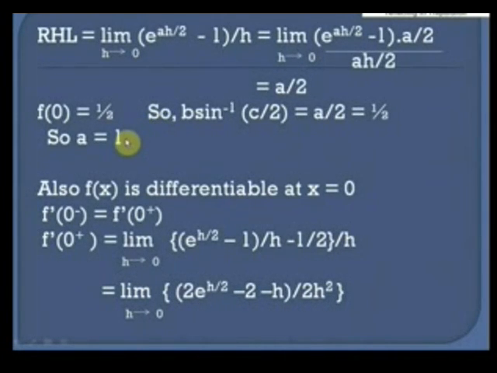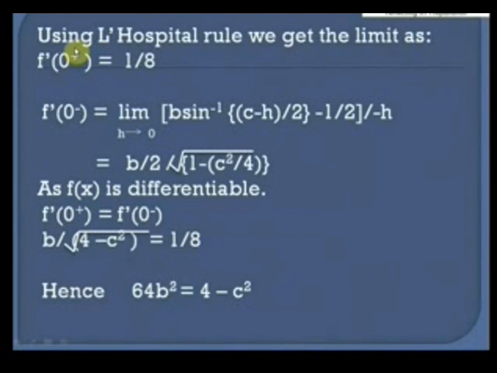Now for the second part, it has been given that f(x) is differentiable at the point x = 0. So the left hand derivative should be equal to the right hand derivative. Now the right hand derivative is equal to the limit of ((e^(h/2) - 1)/h - 1/2) divided by h, where h tends to 0. So this is equal to (2e^(h/2) - 2 - h) divided by 2h². So we apply the L'Hopital rule here and get the right hand derivative as equal to 1/8. Now we should calculate the left hand derivative.